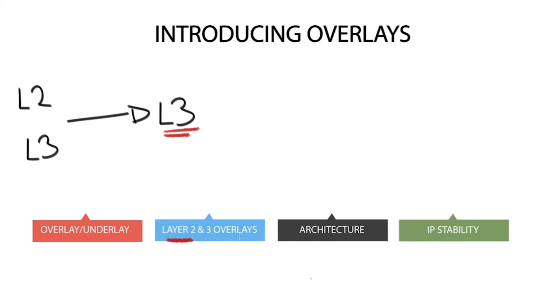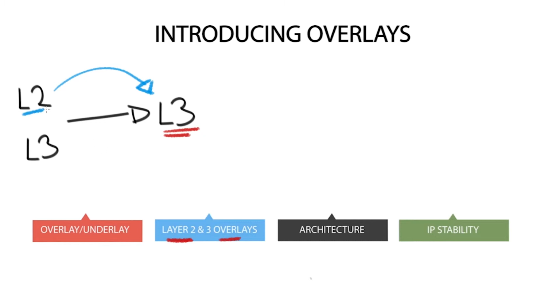We have both layer 2 and layer 3 overlays. Layer 2 overlays emulate a layer 2 network and map layer 2 frames into an IP underlay. If you are emulating a layer 2 network, you have to somehow emulate layer 2 flooding behavior. This is the bread and butter of how layer 2 networks work, and that doesn't change just because you decide to create a layer 2 overlay.